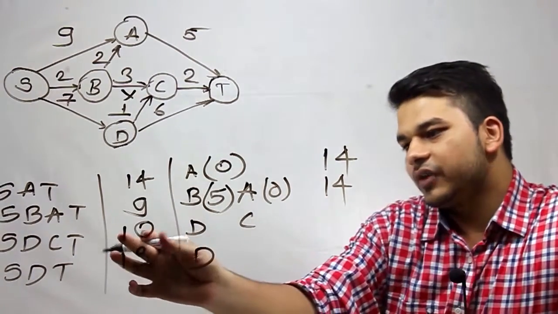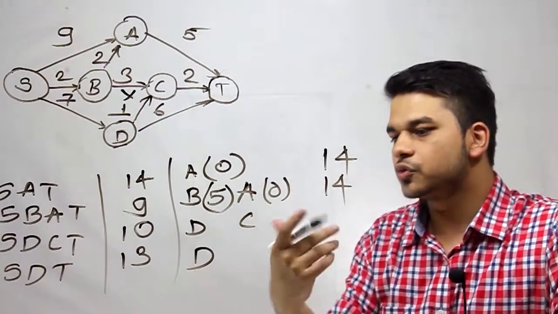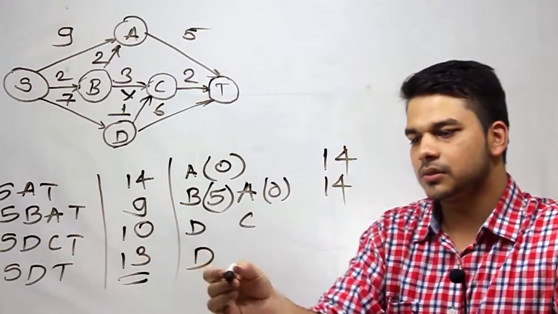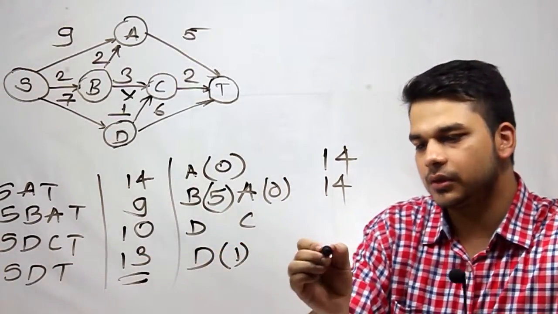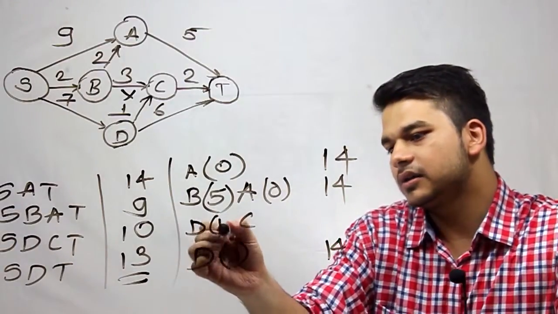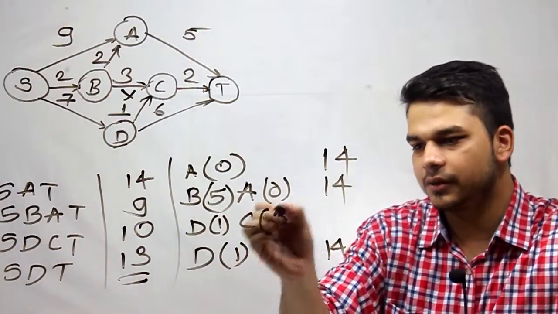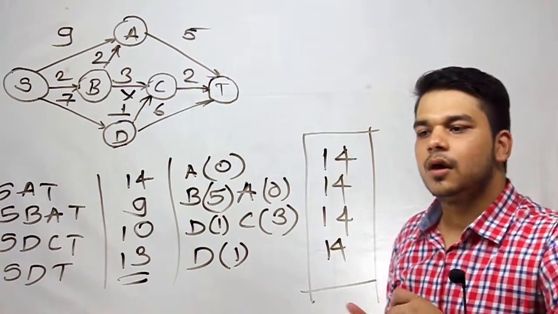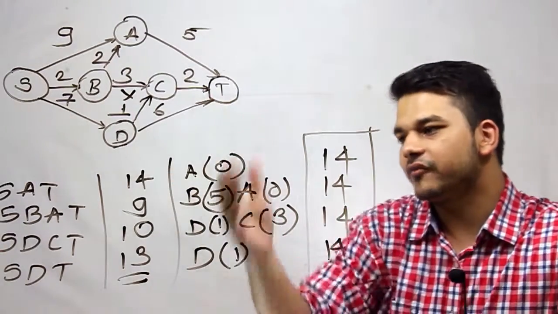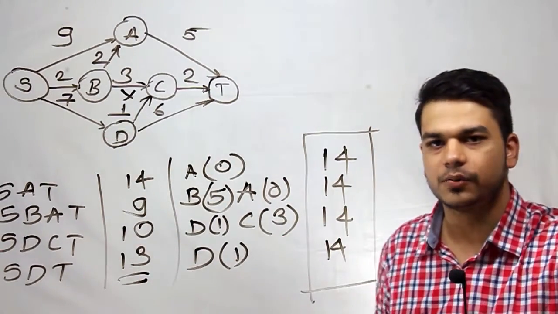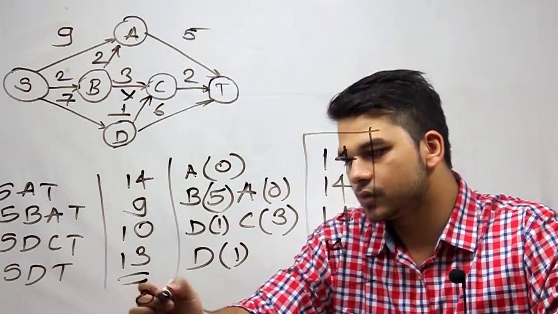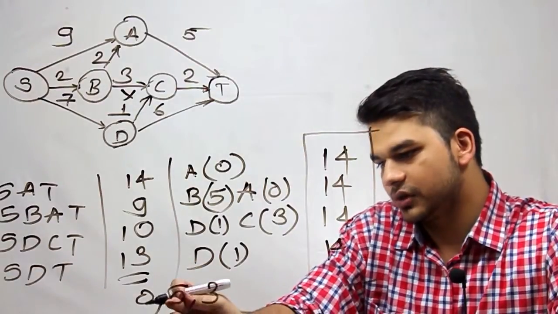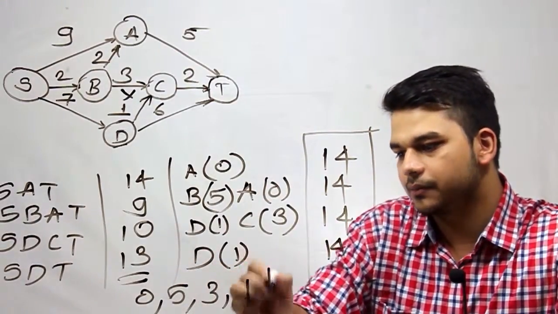Now here we have two unknowns, D and C. So I'll skip this one. I'll go to SDT. For this the cost is 13 rupees. So the toll at D has to be 1 rupee. So this will be 14. And this will be 1 here. So this will have to be 3. So this cost will become 14. Now we can see that the cost for travelling from S to T via any of the following routes is going to be 14 rupees. So the answer will be A is 0, B is 5, C is 3, D is 1.